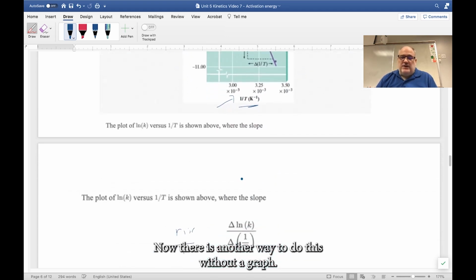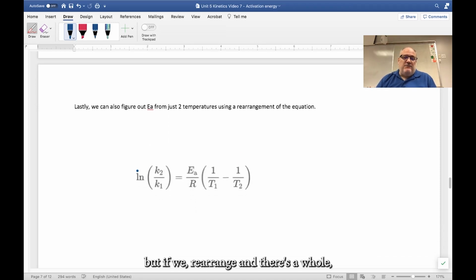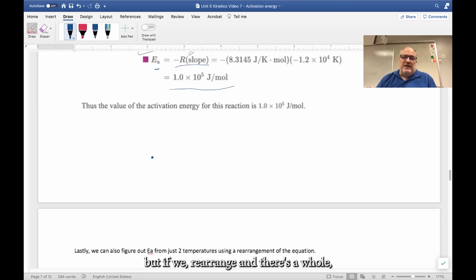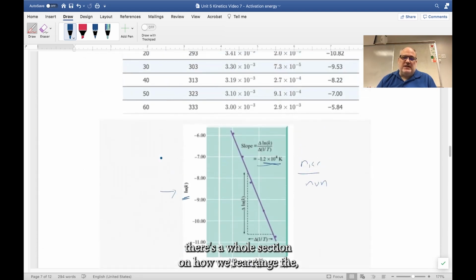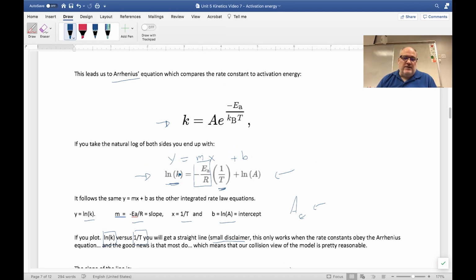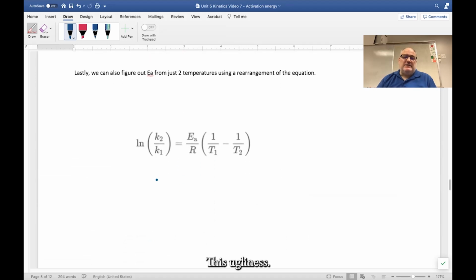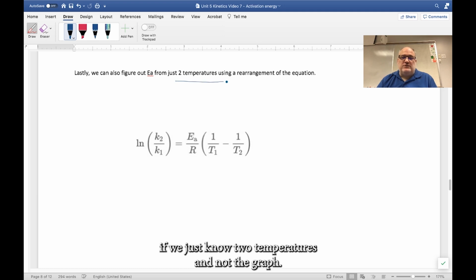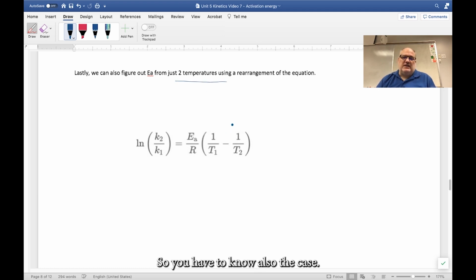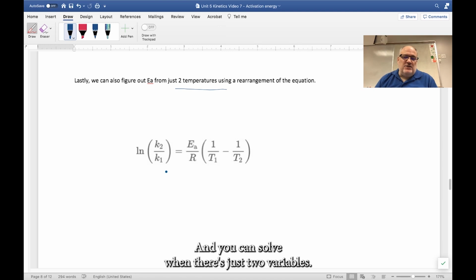There is another way to do this without a graph. This is one of those cases where we can just memorize. If we rearrange this natural log equation right here, we can end up with this ugliness. What it allows us to do is figure out the Ea if we just know two temperatures and not the graph. You also have to know the ks, but if you arrange it here, T1, T2, k2, k1, you can plug it into an equation and solve when there are just two variables.